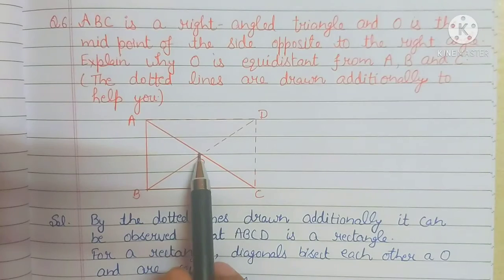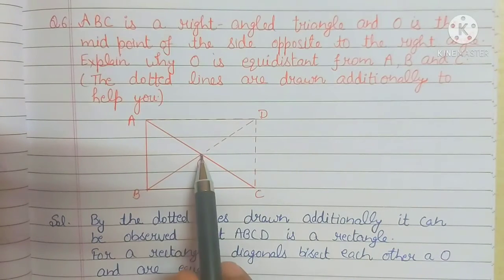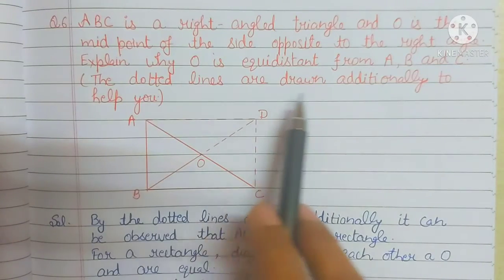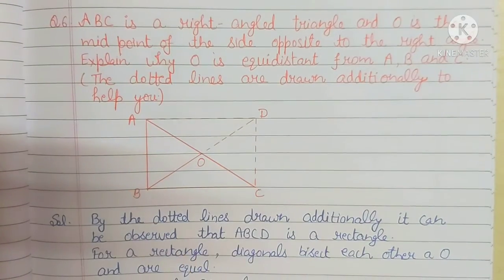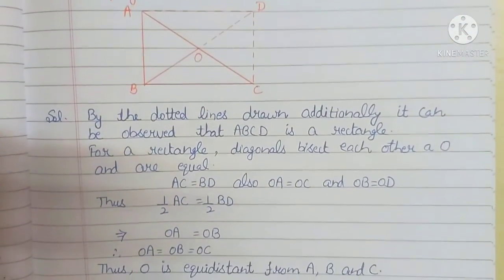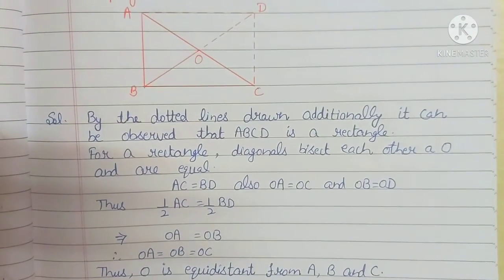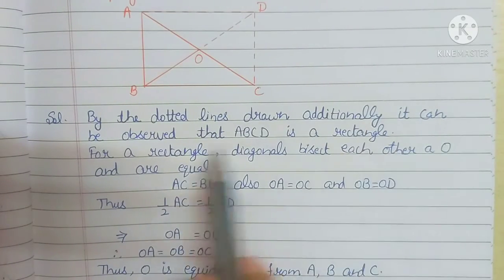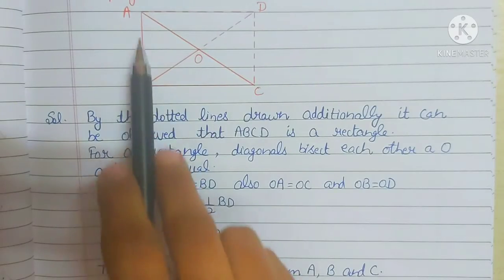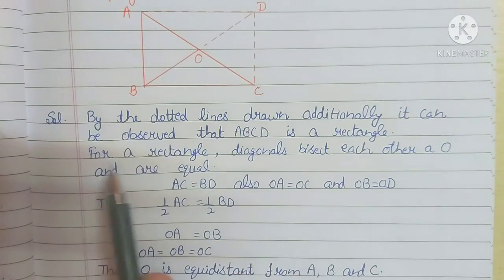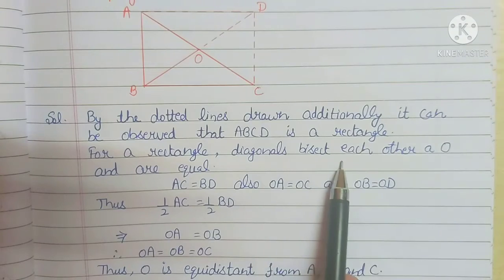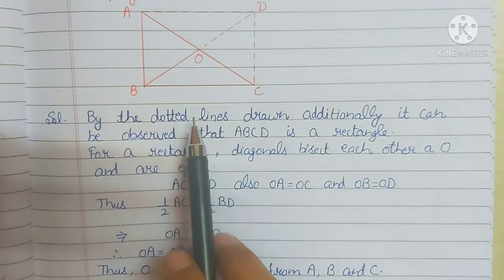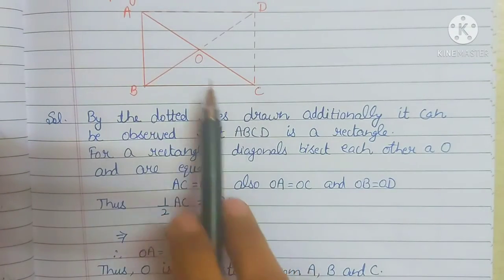Now we have to tell why OA, OB and OC are equal. And the dotted lines are given in the figure. It is already given in the figure. So let's start the solution. By the dotted lines drawn additionally, it can be observed that ABCD is a rectangle. For a rectangle, diagonals bisect each other at O. This is the property of rectangle, that diagonals of rectangle bisect each other.